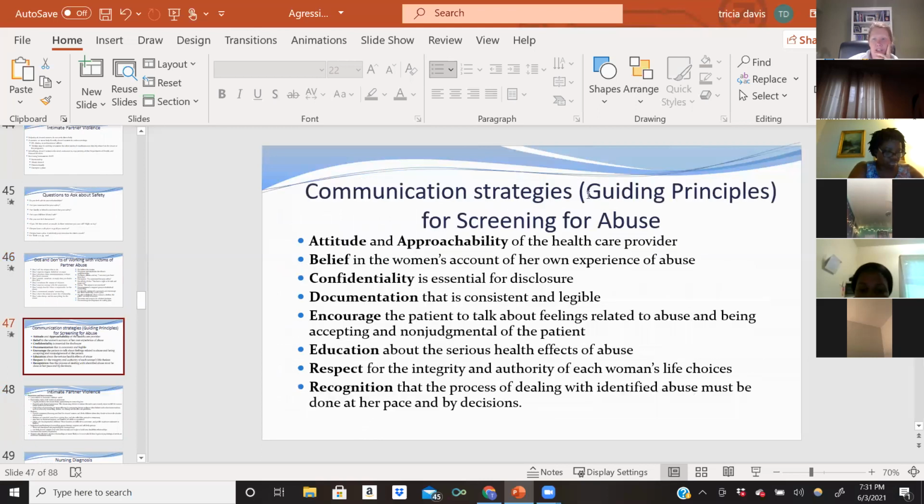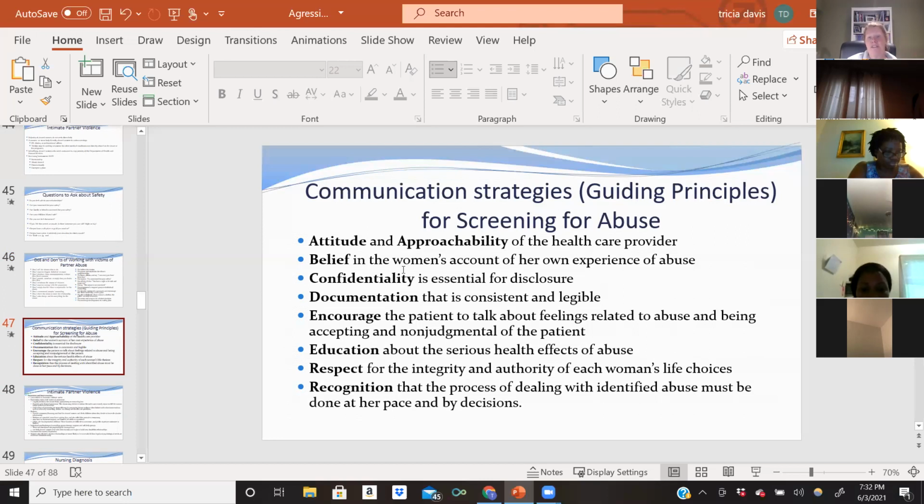So, communication strategies. We can use these as guiding principles for when we are screening patients for potential abuse. We need to have an attitude of approachability. We need to know and be confident that we can approach our patients if we suspect that something is happening. We need to have that attitude. We need to know that it's our obligation to approach these people, look for these issues, and make sure that they're safe.